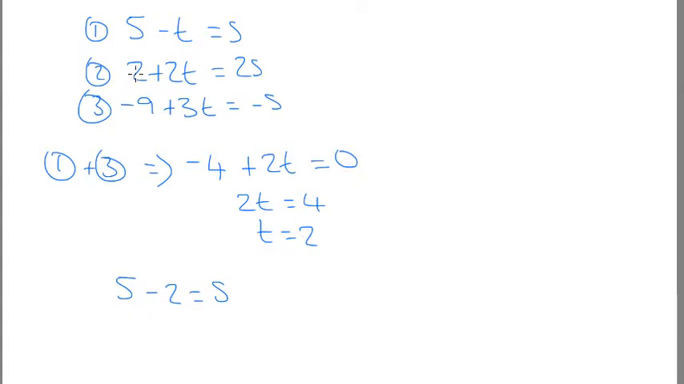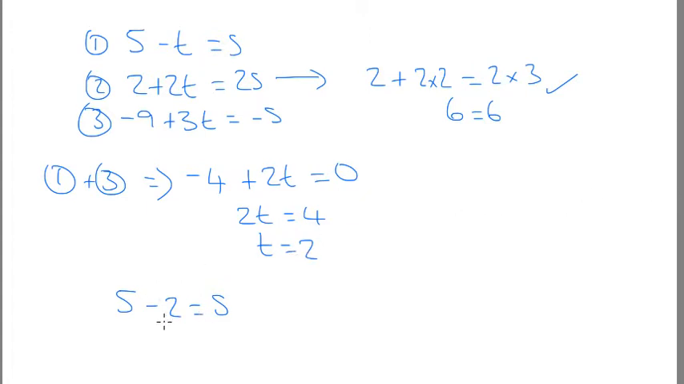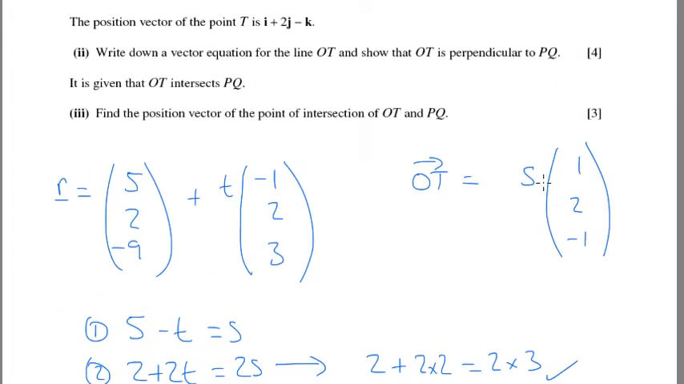And we can then, well, we should really check if that works for equation 2. If we put in 3 and 2, do we get the left side equaling the right side? So here we'd have 2 plus 2 times 2, and on the right hand side we'd have 2 times 3, and that does work. That gives me 6 on each side. So that tells me that they do intersect, and that they intersect when t is 2 for P to Q, and when s is, I didn't write it down, when s is 3 for O to T.